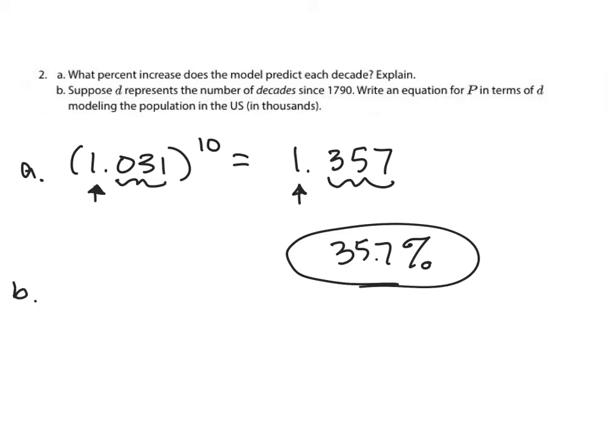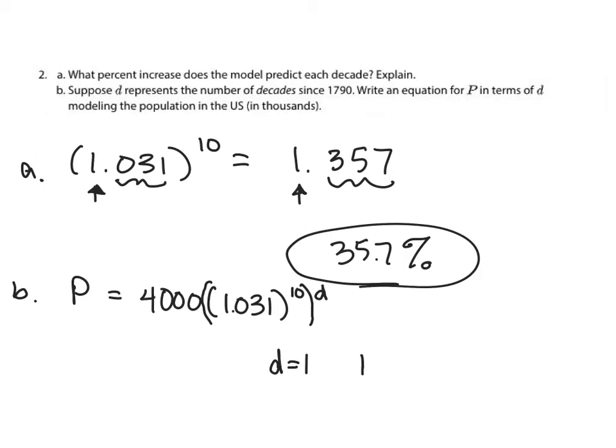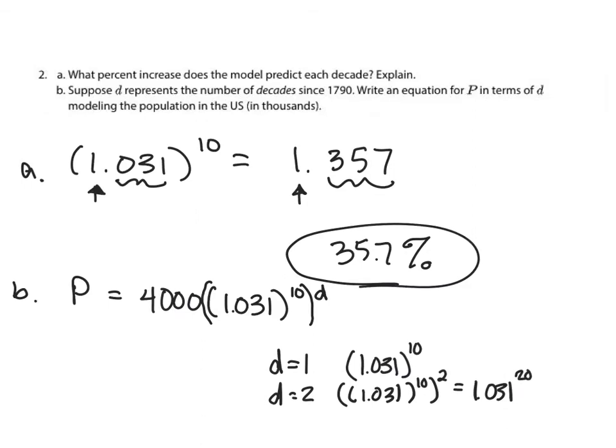Part B, suppose D represents the number of decades since 1790. Write an equation for P in terms of D, modeling the population in the U.S. So we already know P equals 4,000 times 1.031, and that would be raised to the 10. If I put that in terms of D, I'm going to put a D up here because the D would represent each decade. So 1 decade, if D were 1, it would be 1.031 raised to the 10th power. If it were 2 decades, I would have 1.031 raised to the 10th power raised to the 2nd power, which is just 1.031 raised to the 20th power, like 2 decades would be.